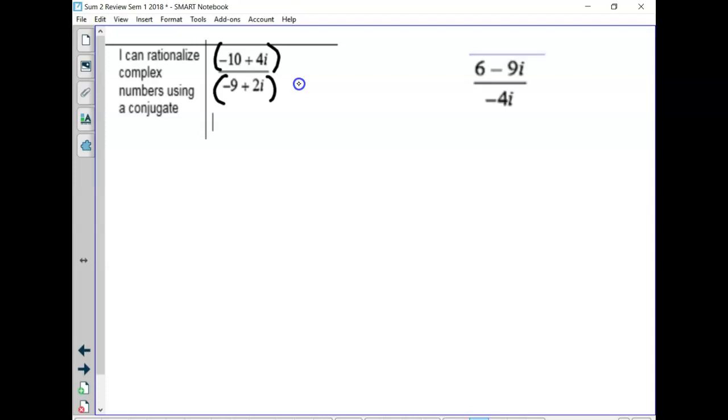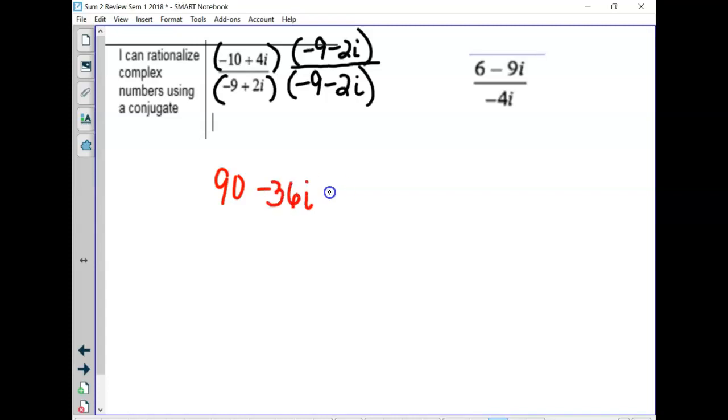Be careful. -9 minus 2i. Only the middle sign changes. The sign on the imaginary part. All right. Foiling the top gives me what? 90 minus 30. 36. Okay, that was that one.